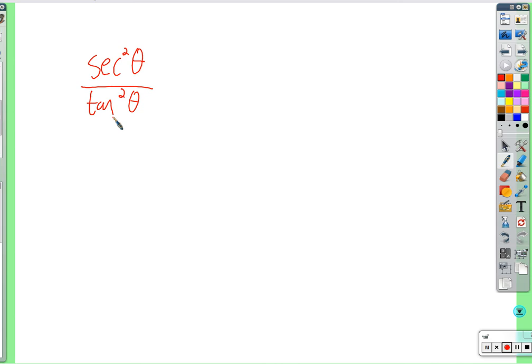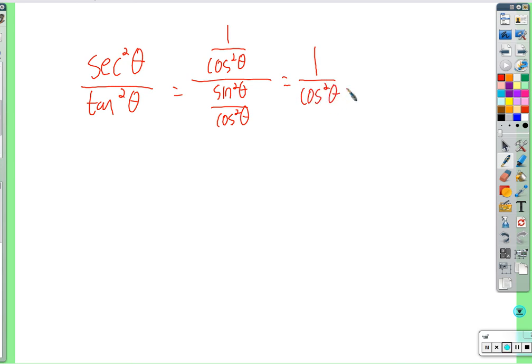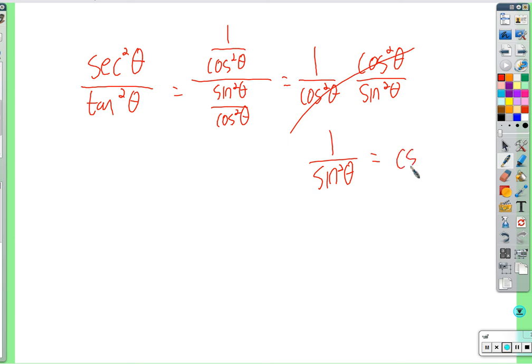Any ideas? One over the cosine. One over the cosine squared. Over sine over cosine squared. Sine over cosine. Sine squared over cosine squared. Multiply by reciprocal. Very good. One over cosine squared times cosine squared over sine squared. Cancels. 1 over sine squared. Yep. And what's 1 over sine squared called? Oh, it's cosecant. So we can just write this as cosecant squared.